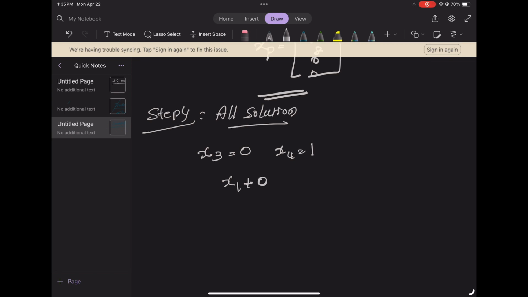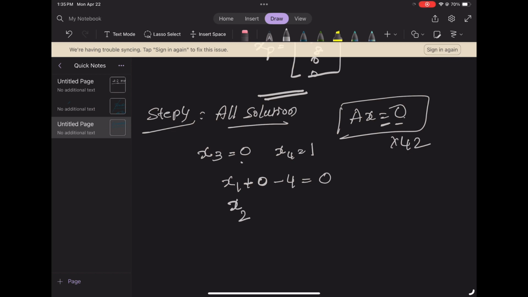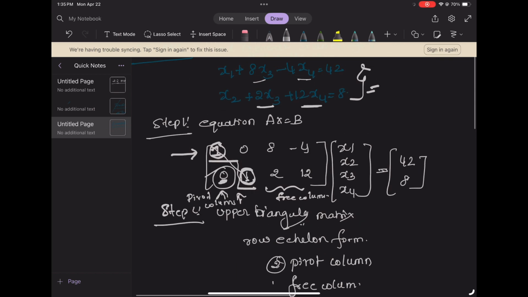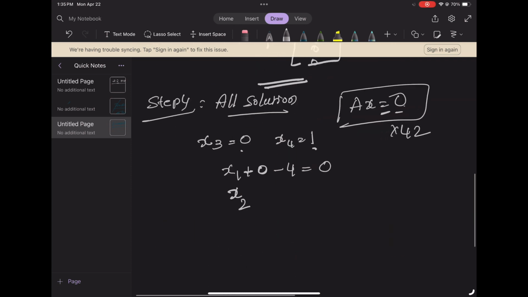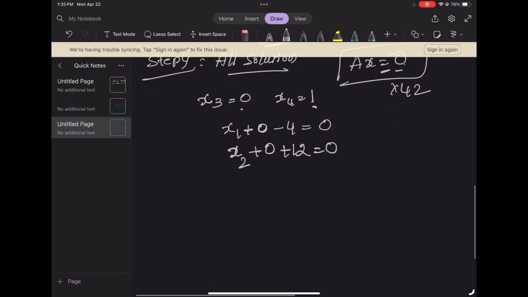So what equation do we get? x1 + 0 - 4 = 0. Why 0 on this side, not 42? Because the formula is Ax = 0. We are not taking 42 here. Please don't make a mistake here. Most students make a mistake because they get confused and write 42, and you will get the wrong answer. For the second equation you get x2 + 0 + 12 = 0. Now solving the equations, you get x1 = 4 and x2 = -12.